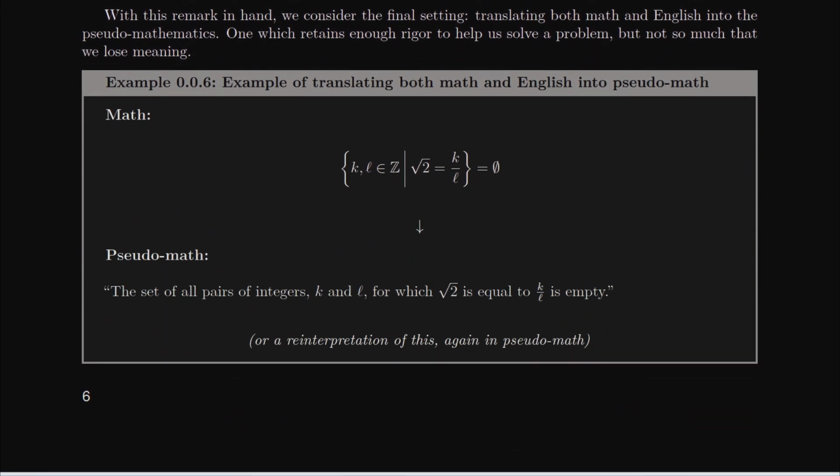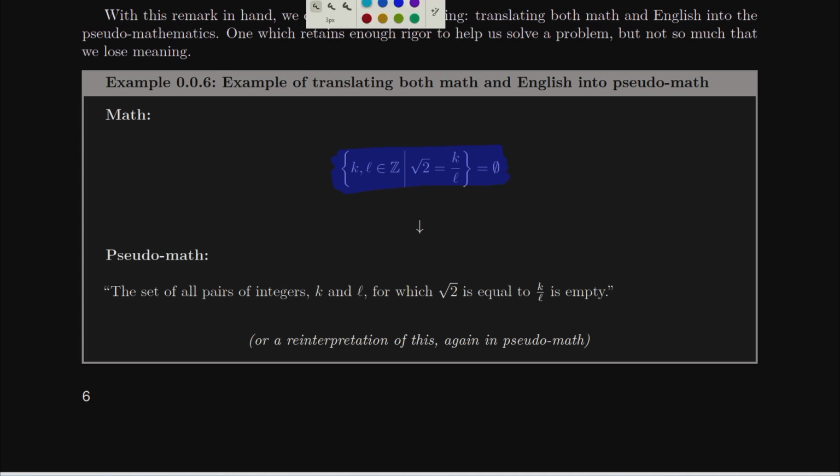So we're going to consider one final setting, which is kind of both translating the math and English into their own versions of pseudo-mathematics and see them merge in the middle so we have an idea of what it means to properly understand pseudo-math. So here I'm going to start with a mathematical statement, which I don't really expect you to be able to translate yourself. So I'm going to work through this translation in front of you.